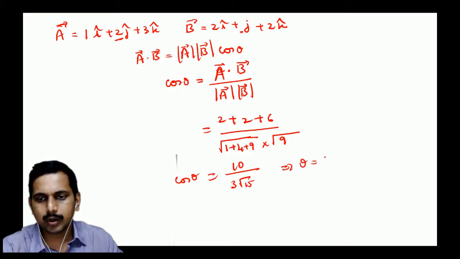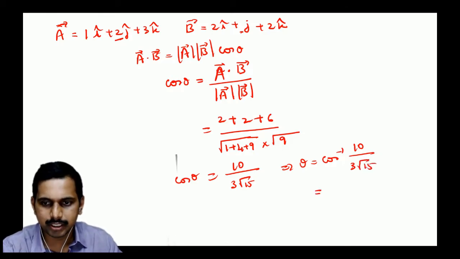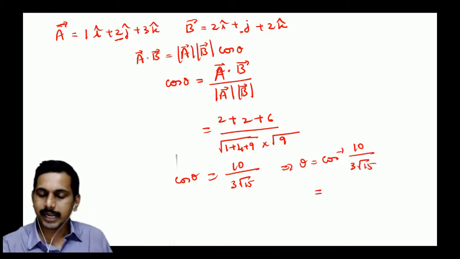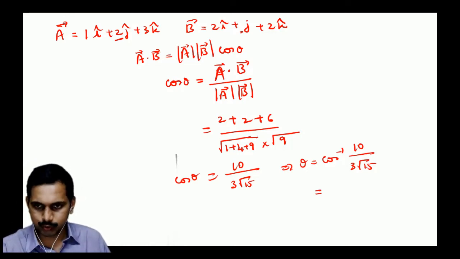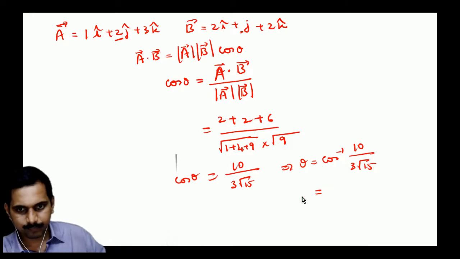Theta would be cos inverse of 10 divided by 3 root 15. See what is the answer for this? Can you tell me the answer? That is how I can find out the angle between two vectors. Very useful. How it is useful we will see in the next problem. Very interesting problem we have.